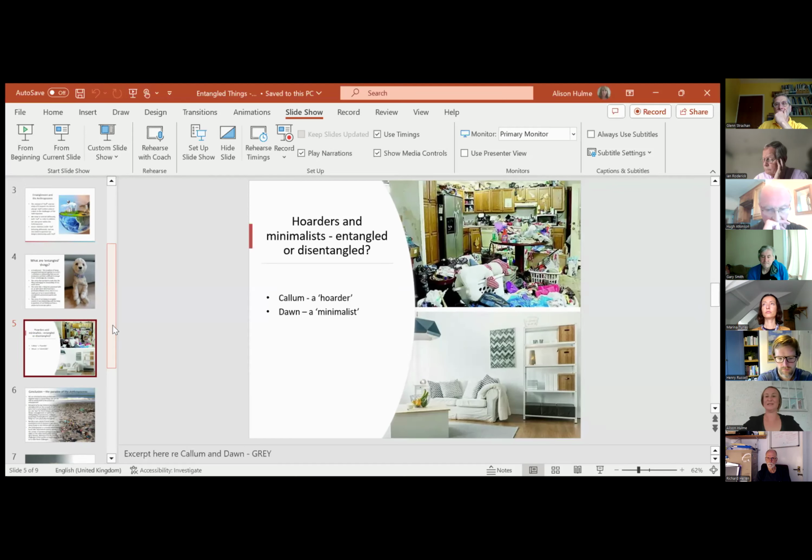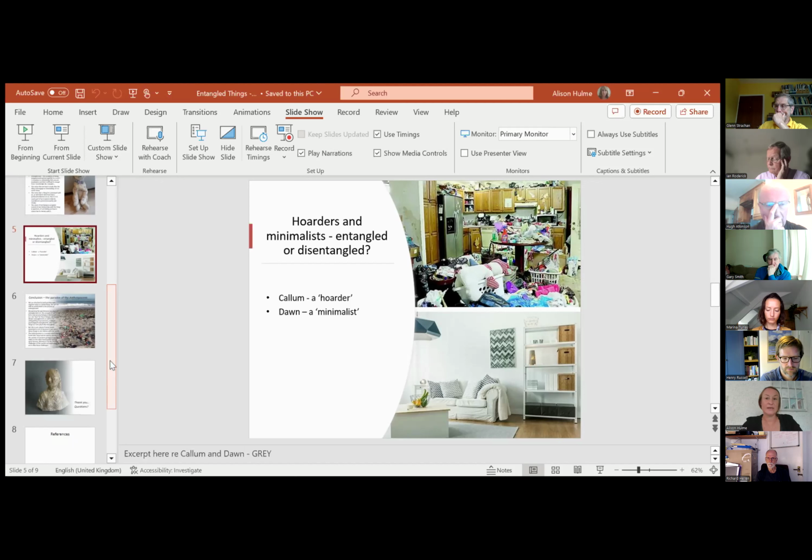Okay, so that's a sort of taster of some of the case studies, and how I hope you can see they would make you think about what we actually mean by entanglement, and perhaps some of the scenarios where society tends to judge a person to be either disentangled or overly entangled are not quite so straightforward. And perhaps there's a useful distinction to be made between what you might call physical entanglement, simply having lots of stuff, and psychological or emotional entanglement. And that's one of the key points that I make.